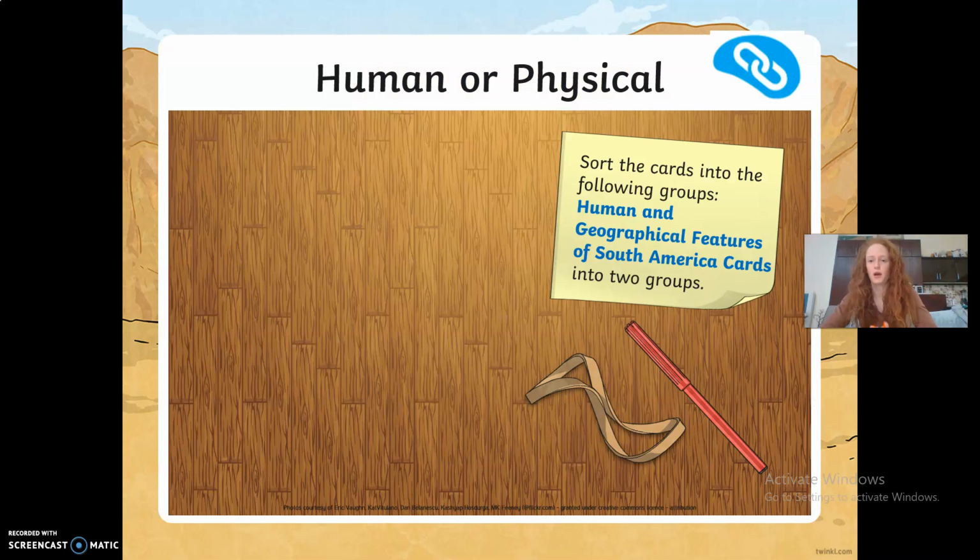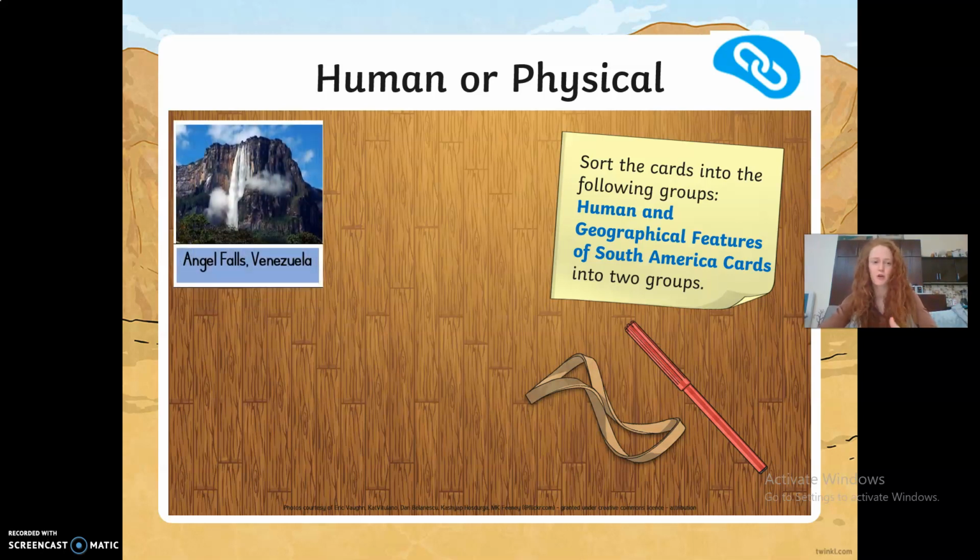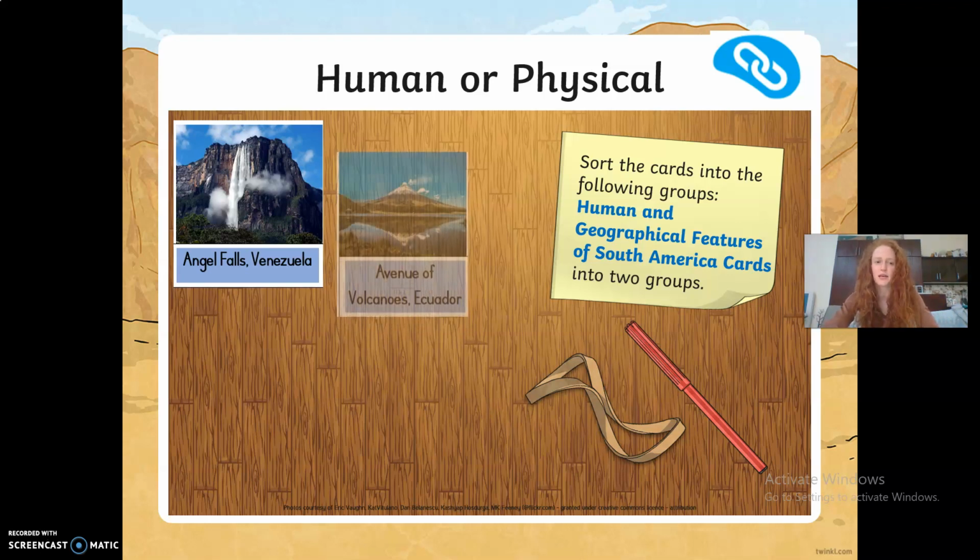All right, so we have a little starter activity just to warm up. In this activity, I'd like you to do a bit of linking, connection finding. I'd like you to think about what we learned about human geography and physical geography, and this knowledge will help you in this task to sort the following cards into two groups. So I found certain places or geography features in South America that I'd like you to sort into human or physical geography groups. So we have Angel Falls in Venezuela.